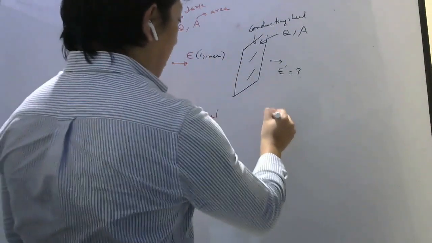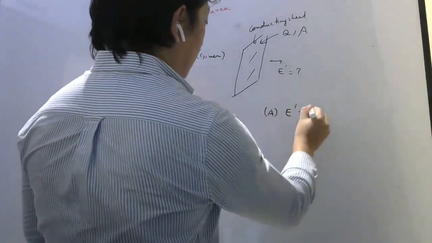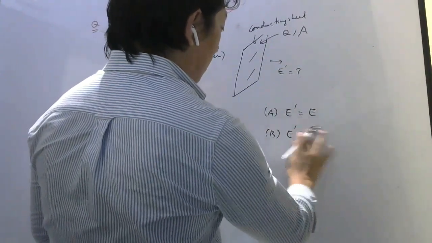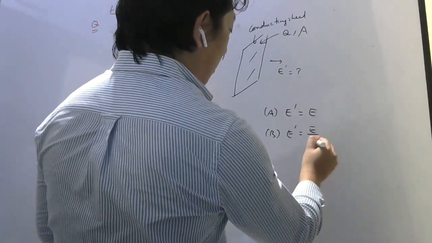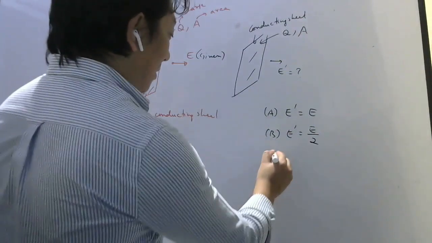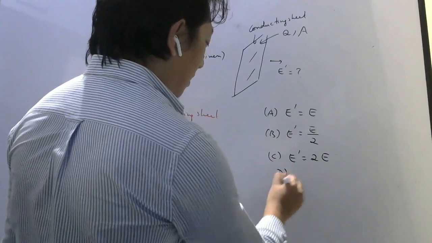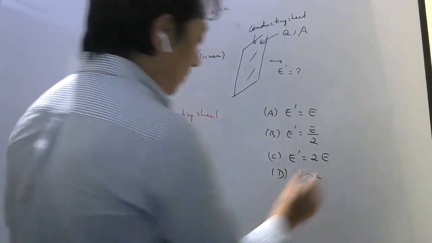So the options will be like this. E dash is E. E dash is E by 2. The answer should be in terms of E, I told, right? Then E dash will be 2E. And the last option is, as you know, none of these.